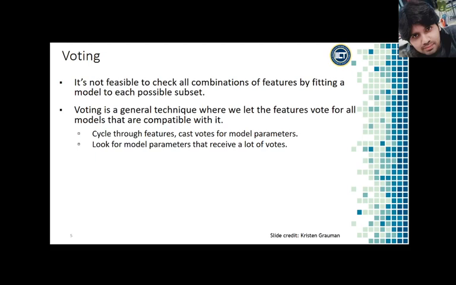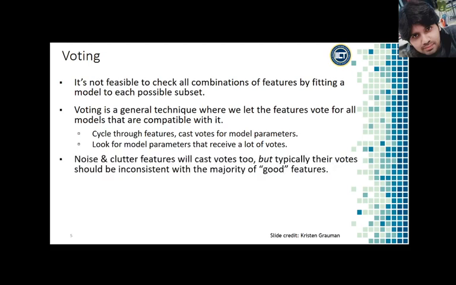In this case, we cycle through features and cast votes for model parameters, and look for model parameters that receive a lot of votes, which is exactly what we did in the Hough transform. Noise and clutter features will cast votes too, but typically their votes should be inconsistent with the majority of good features. And it's okay if some features are not observed, as the model can span multiple fragments.